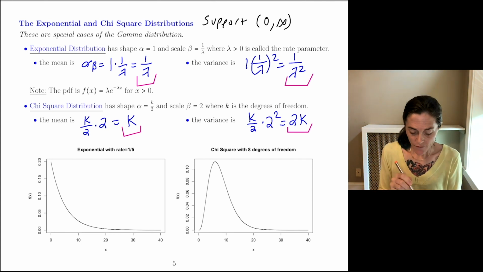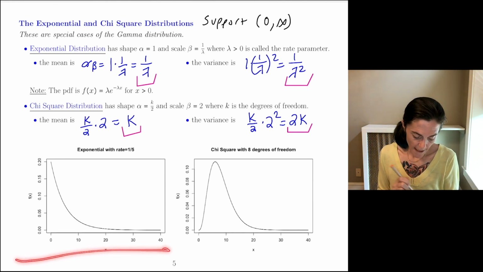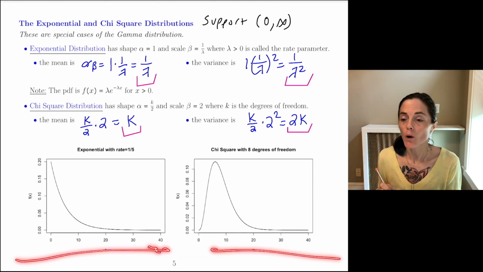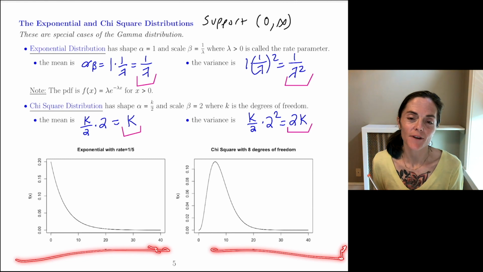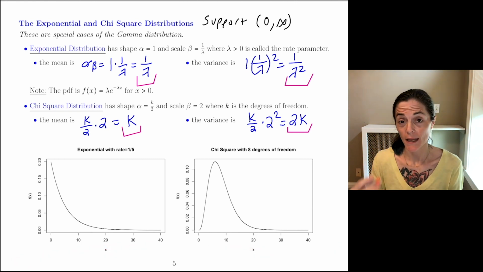Well, I've just graphed one example of an exponential distribution, one example of a chi-square distribution. Here the rate is 1 over 5, and chi-square has 8 degrees of freedom, and we can see these probability density functions.